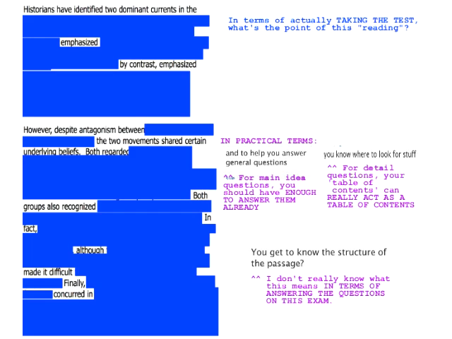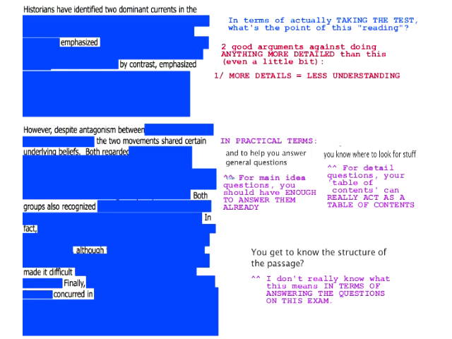is probabilities, just pure odds. Think about it. The best argument against, well, there are 2 very good arguments against doing anything more detailed than this, even a little bit. So hear me out here. The first is more details equals less understanding. Yes, it really does. This is a fact. This is an uncontested fact.